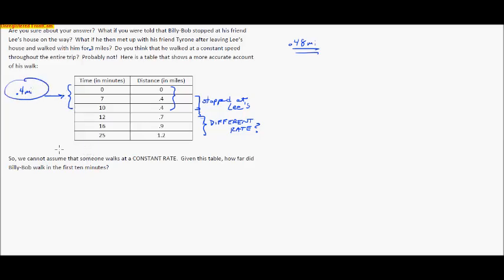Now most of the problems that we have, they're actually going to tell us that people are walking or moving or doing whatever at a constant rate. But I just wanted to point out that if you're not told that they're moving or walking or driving or flying or whatever at a constant rate, you really can't assume that.